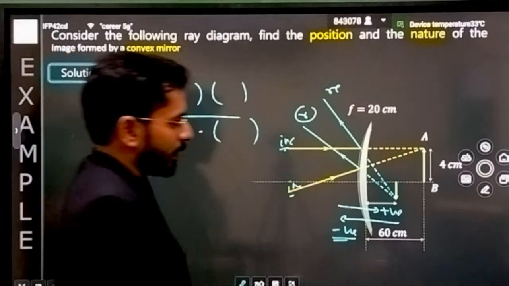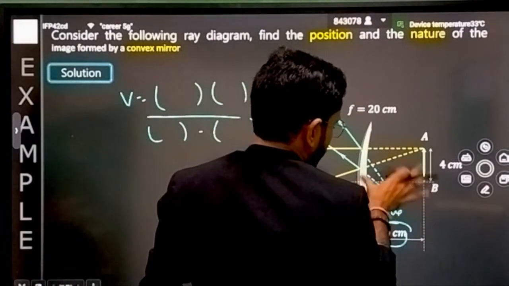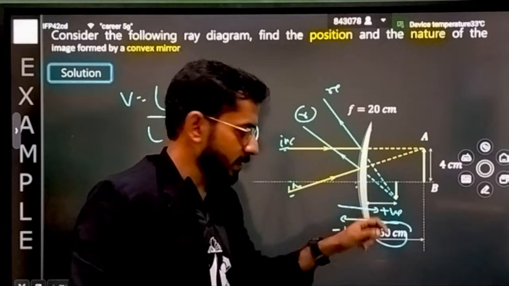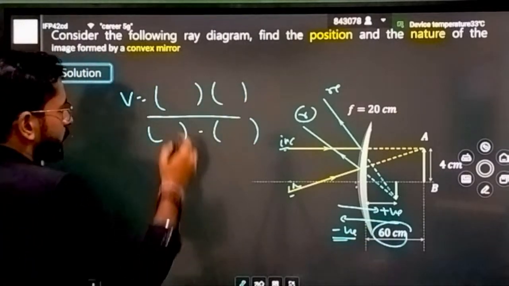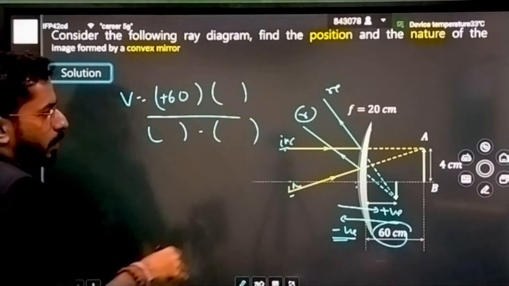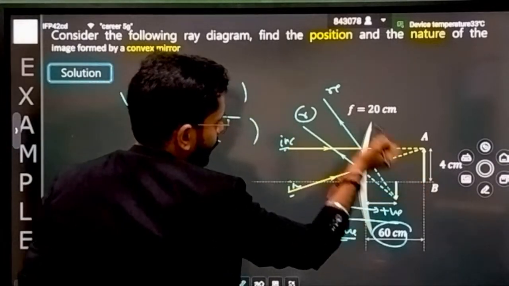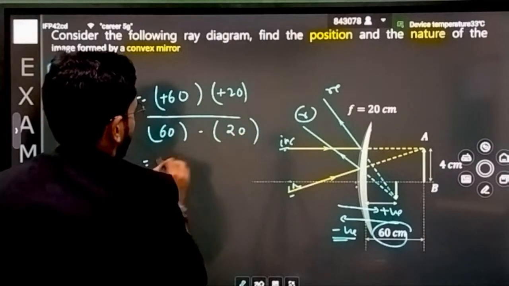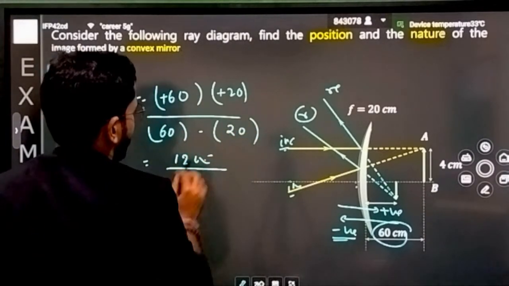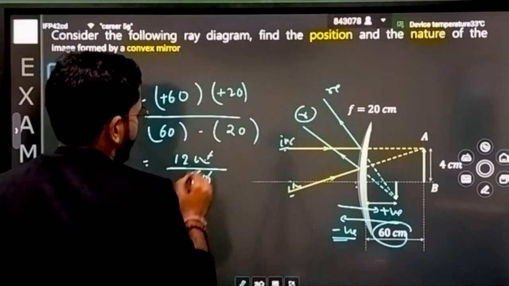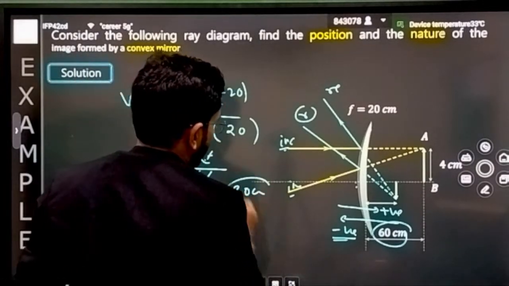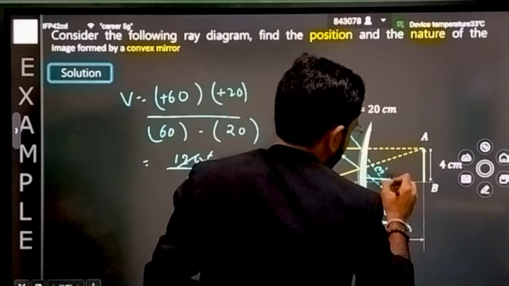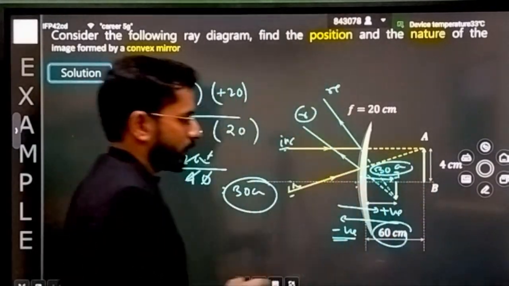u, how much is u given? 60 centimeter distance of the object from the pole, but plus 60, not minus 60, because for calculating the distance of the object I have to move in the positive direction. And how much distance? 60 centimeter. That means I will write it as plus 60. Now what about the focal length? The focal length is also going to lie in the positive direction, that means it will become plus 20. Here 60 minus 20, how much will it be? 1200 divided by 40. When you become very efficient in this, it won't take you time to solve. So it will become plus 30 centimeter. Plus 30, that means you are going in this direction. That means this is the image position, plus 30 centimeter.